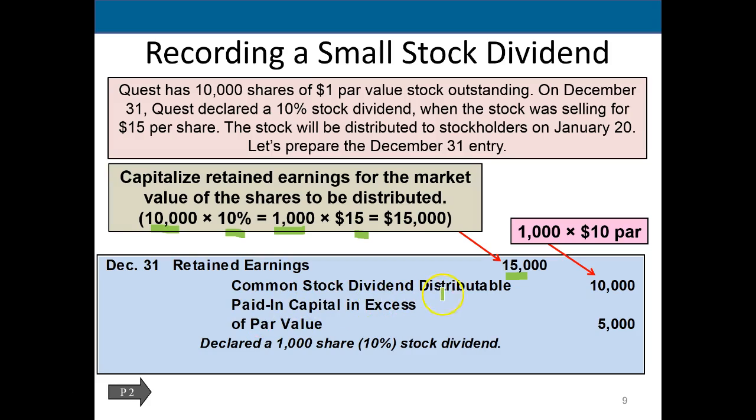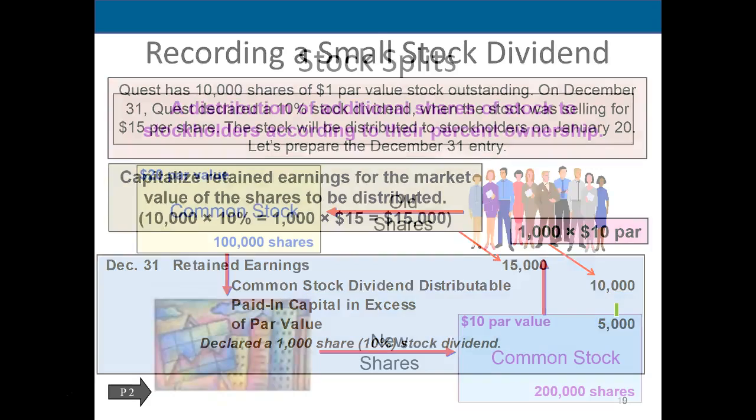So the common stock dividend distributable is going to be those 1,000 shares times the $1 par. Remember, we're going to increase the amount of common stock out there by the par value, and then the difference is the paid-in capital in excess of par value, the value that went out over the par value, just as if we were to sell the stocks when we've issued them over the par value.